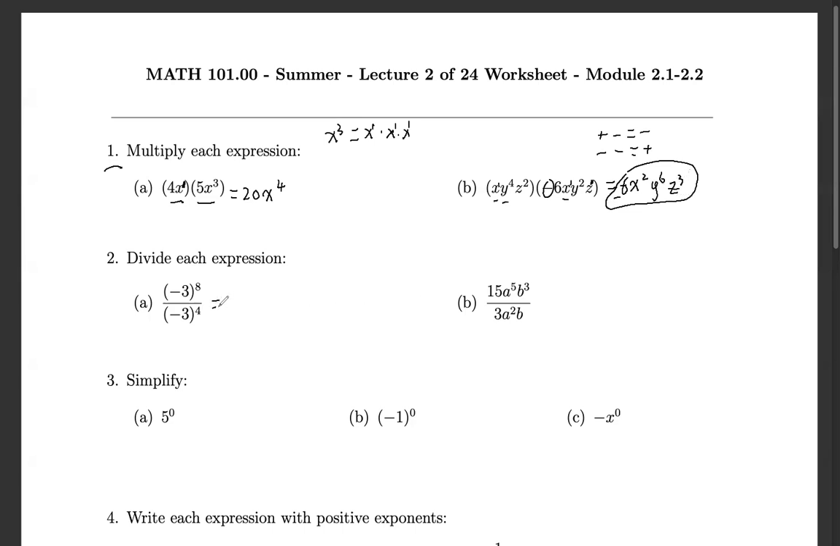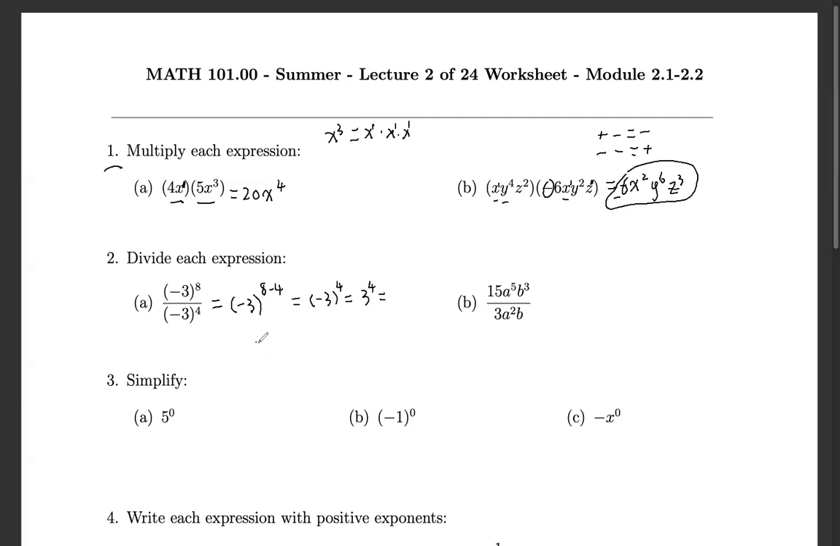Let's see this one. With the same base, the base is negative 3, but it's a division. When it's multiplication, we add the exponents. When it's a division of the same base, we subtract the exponents. So 8 minus 4 is 4. So negative 3 raised to 4. A negative sign raised to an even number becomes positive. So that equals 3 raised to 4.